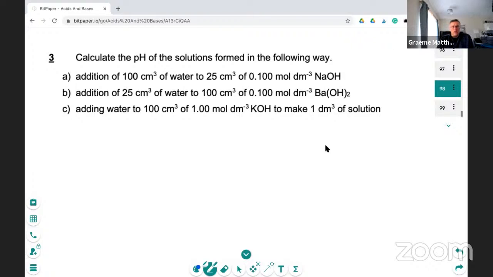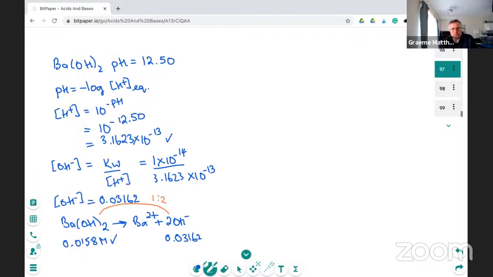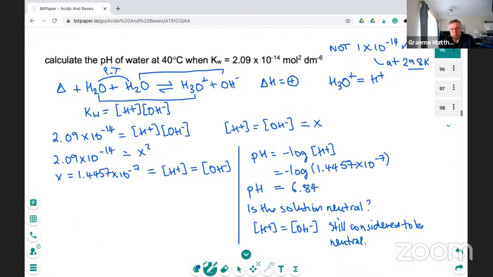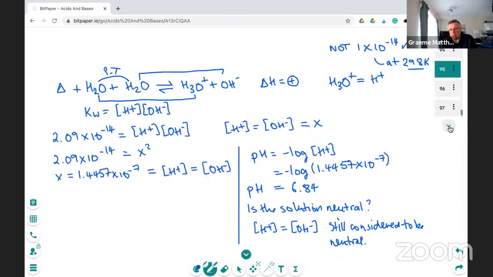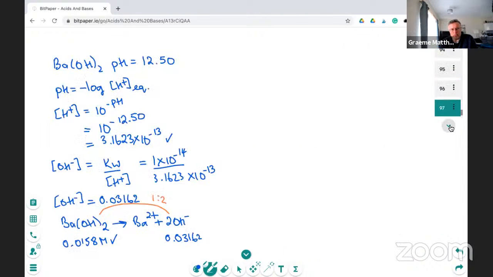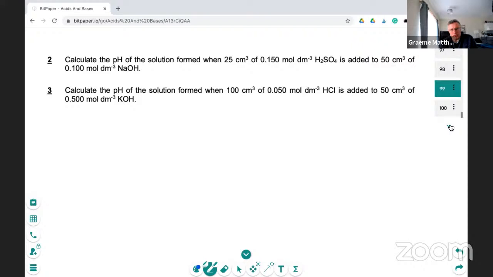All right. Calculate the pH of the solutions formed the following way. All right, so hold on. Isn't this, yeah, oh, well, we've done this. Okay. Don't know why I put the page in there. All right, then. Okay, so we'll do this one. These right here, chemists. All right, we will end on this.